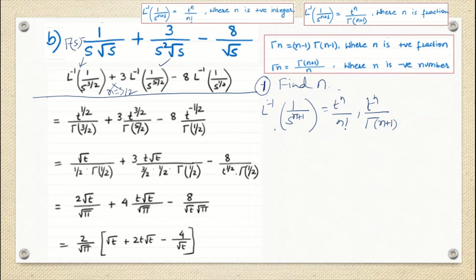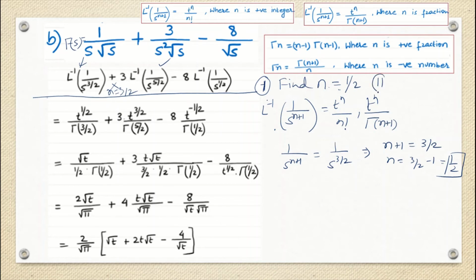So what we are going to do is relate this 1 by s to the power n plus 1 with 1 by s to the power 3 by 2. This gives n plus 1 is nothing but 3 by 2, so n is 3 by 2 minus 1, that is 1 by 2. We wanted to find n. For the first term, n is half. So if I got my first term, there is the second part also. First step is done. I got my n.